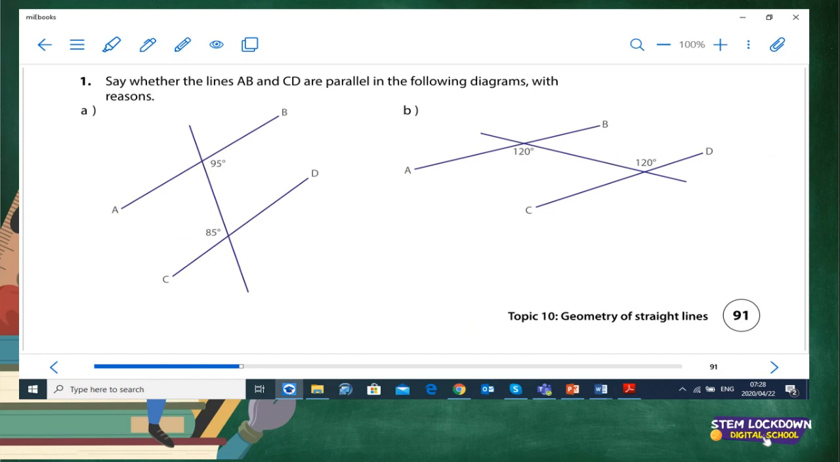Say whether the lines AB and CD are parallel in the following diagram. So this is just to test you, but we have already done this. We've said that in 1A, the two lines are not parallel because the angles are not equal. The alternate angles are not equal. And of course, the next one as well, the two lines are parallel because the angles are equal. So we've spoken about that.